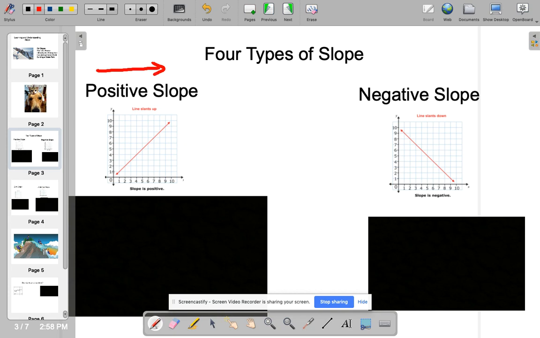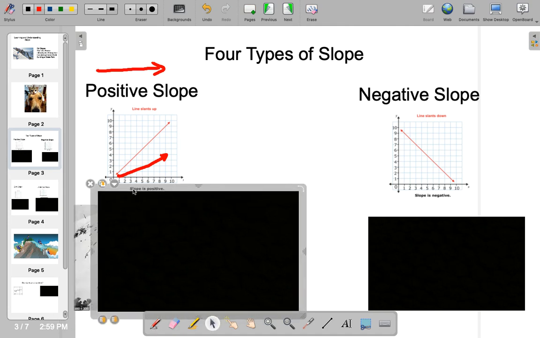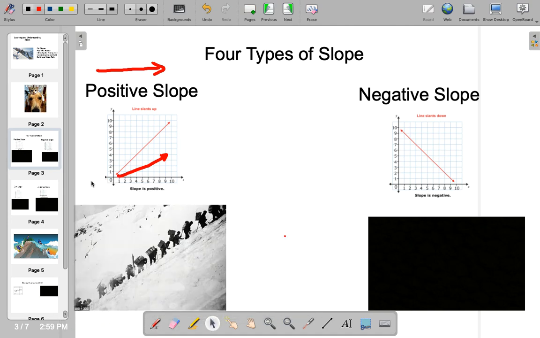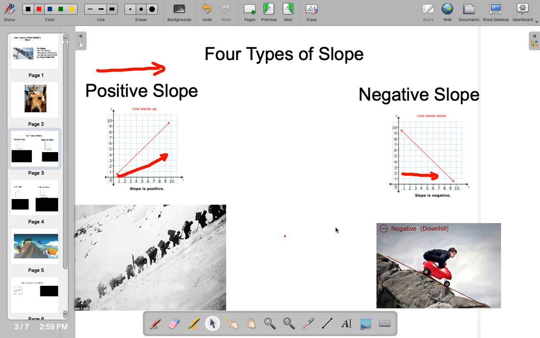So as we start from the left side of the graph and we move to the right, if we are increasing, we call that a positive slope, okay? If we think of positive slope, we could think of going uphill, maybe something like going up a mountain or trying to climb Everest, something like that. Negative slope is very similar, except the opposite, where we're going left to right, but we are decreasing, so we call that negative slope. Some examples could be riding a bike downhill.